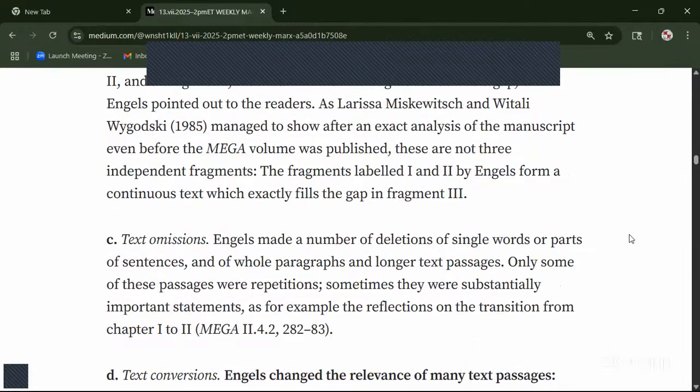C. Text omissions. Engels made a number of deletions of single words or parts of sentences and of whole paragraphs in longer text passages. Only some of these passages were repetitions. Sometimes they were substantially important statements, as, for example, the reflections on the transition from chapter 1 to chapter 2.